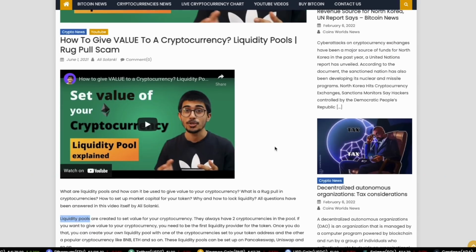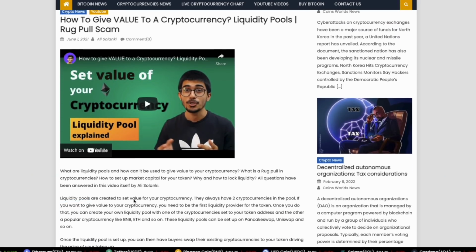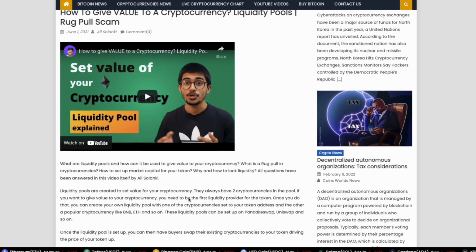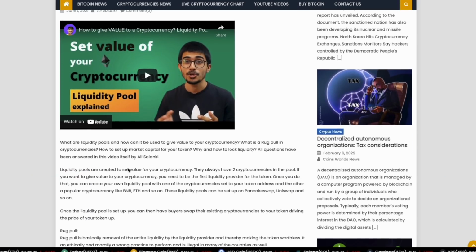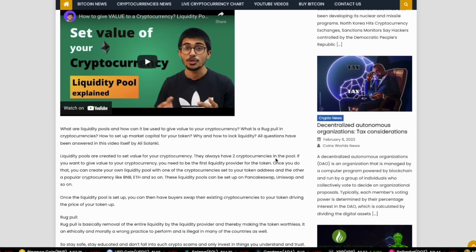And if you read down here, it says liquidity pools are created to set the value for a cryptocurrency. So without a liquidity pool, you really don't have any value to your cryptocurrency. So you could own 100 trillion tokens, but if you have no liquidity pool, those 100 trillion tokens are worthless. They always have two cryptocurrencies in the pool.